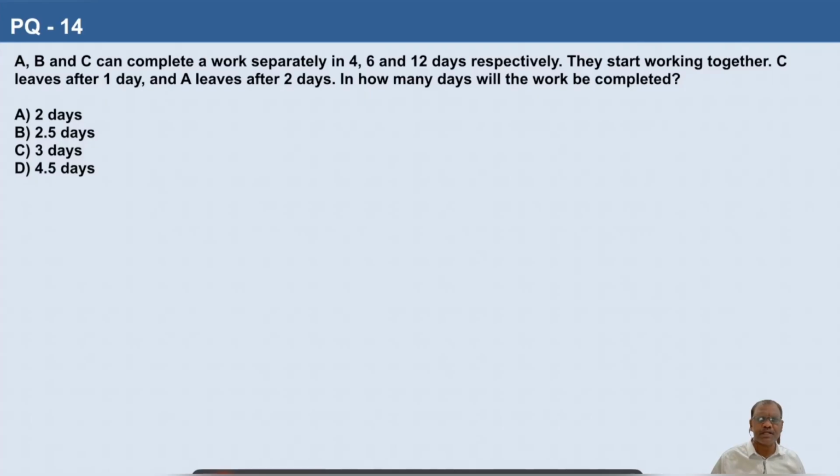Question number 14. A, B and C can complete a work separately in 4, 6 and 12 days respectively. They start working together. C leaves after 1 day and A leaves after 2 days. In how many days will the work be completed? So let us write the formula. Time into rate is equals to work.